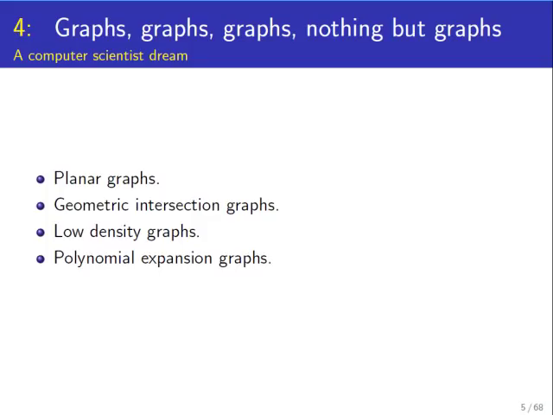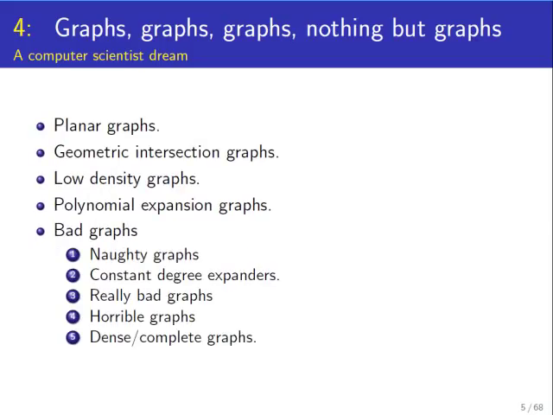Now, those graphs would yield efficient approximation algorithms, and they should be differentiated from bad graphs for which we cannot do a good approximation. And for our discussion here, bad graphs are, for example, constant degree expanders, because we cannot get a 1 minus epsilon approximation for independent set, for example, for constant degree expanders.